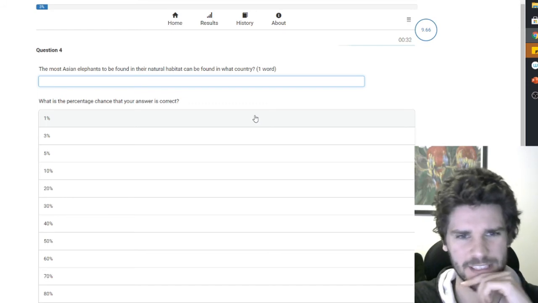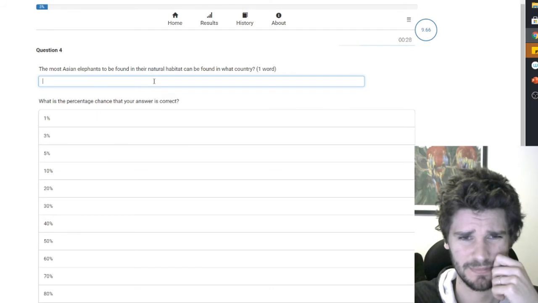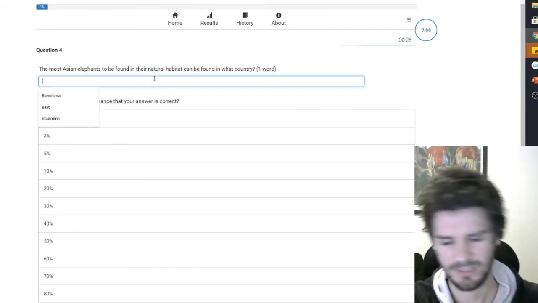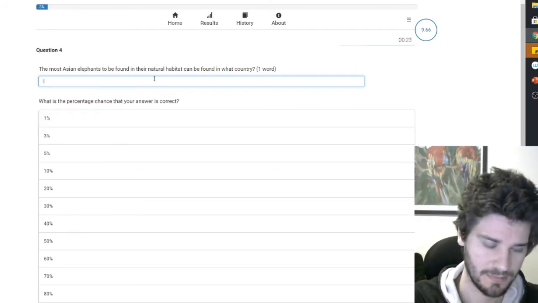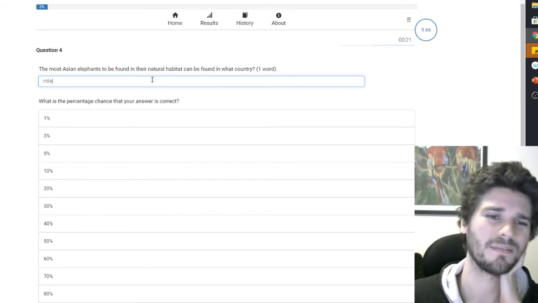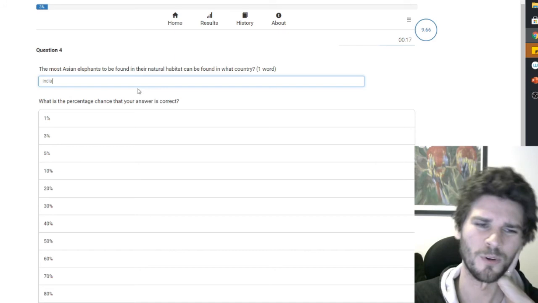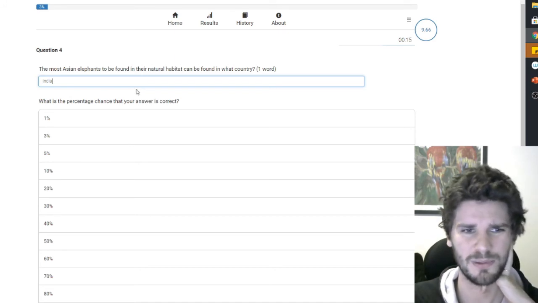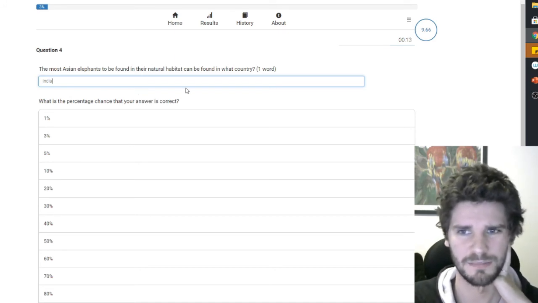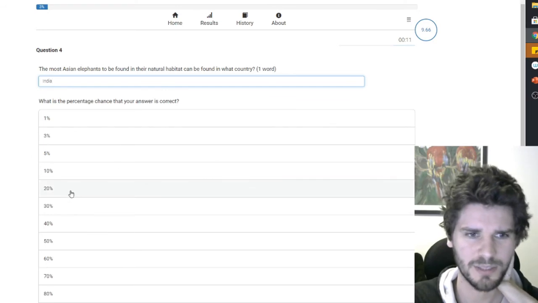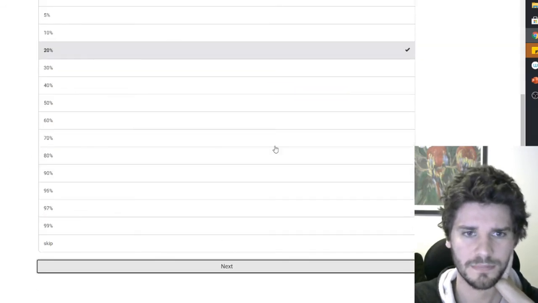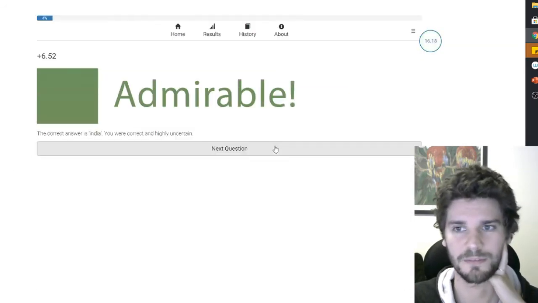Asian elephants and their natural habitat. I think it's India. It's probably 4 or 5 countries it could plausibly be, plus some chance that I've misunderstood the question, so I think 20% is about right. Oh, I probably should have been more confident.